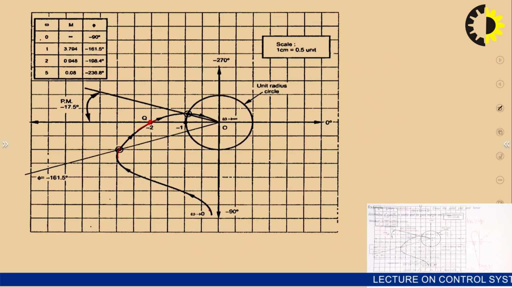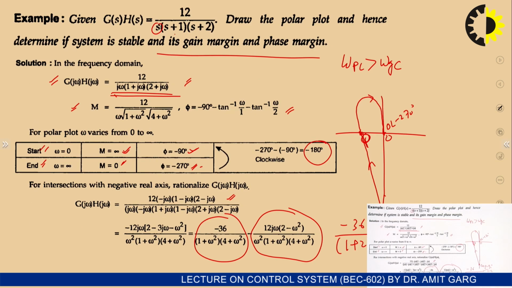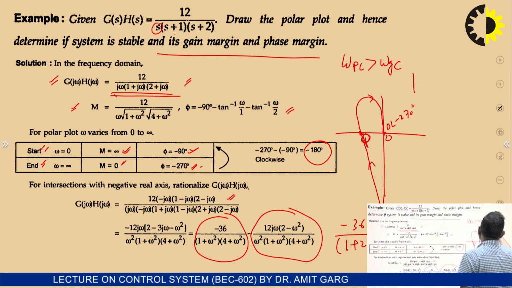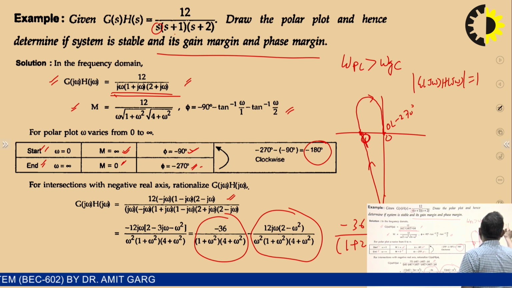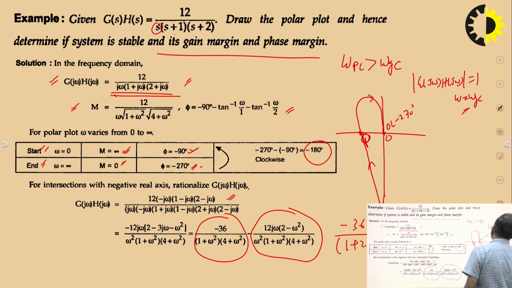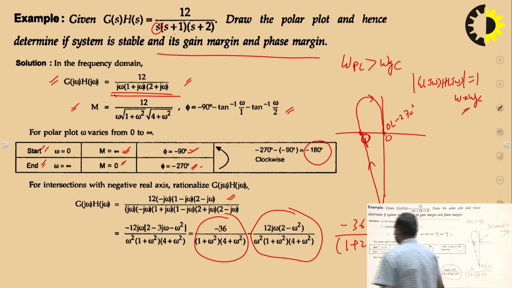But for finding the value of gain crossover, you can do one thing: at the gain crossover frequency, the magnitude of G(j omega)H(j omega) equals 1 at omega equals omega g. This is the analytical method by which you can solve. And once you get this value at omega equals omega gc, when you put this value in the angle, you will get the phase margin.